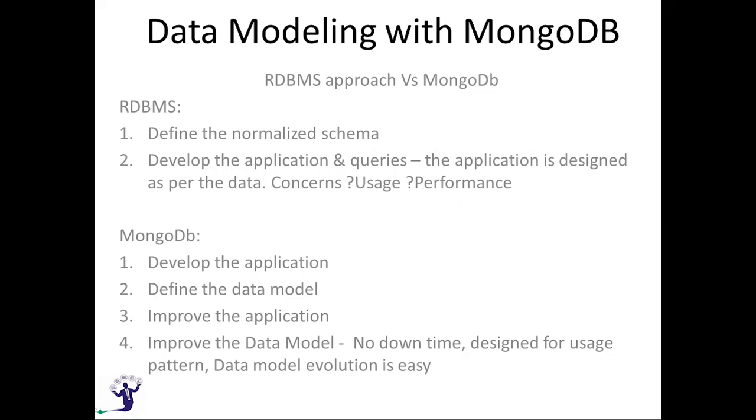Now, what could be the concern over here? The concern could be usage and performance, right? So in the starting of the application, we are not very clear about the usage. How much usage will be there? How many users will be there? And the performance. From the initial level, we have to consider how many users there should be and how much data should be taken.